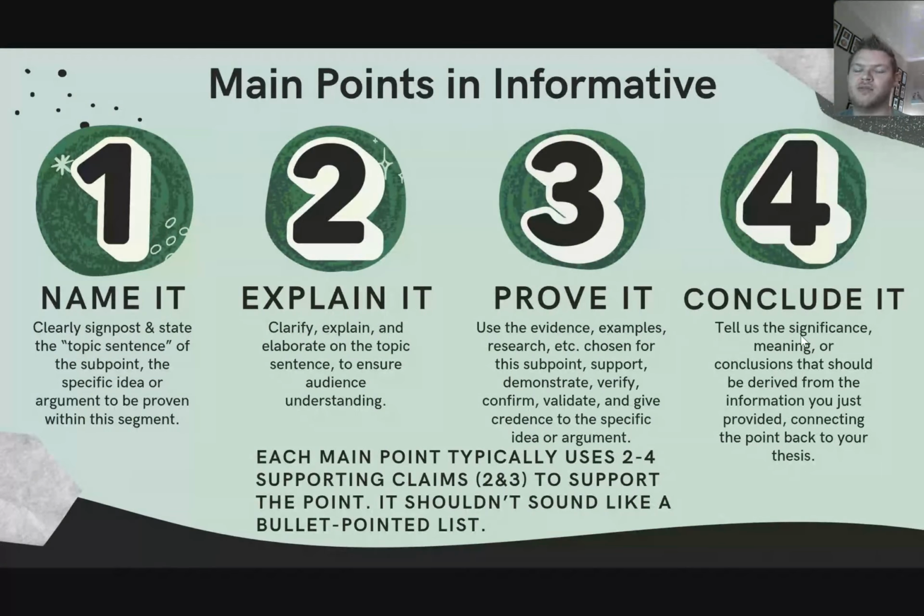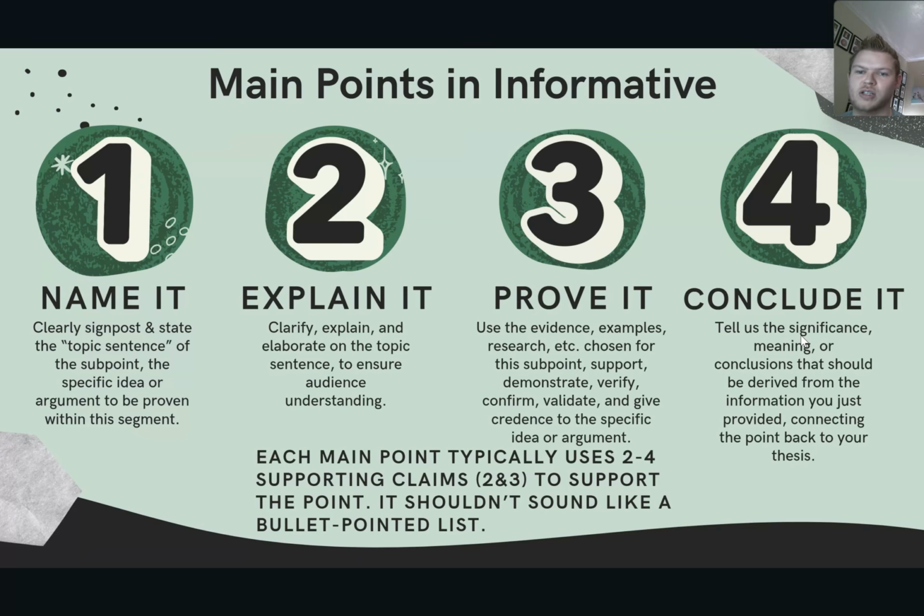So, main points in informative speaking, you should always plan on naming it, explaining it, proving it, and concluding it. If you're not sure how to get started or write a main point, this is the formula. So, you're going to start by naming it. Clearly signpost and state the topic sentence of the subpoint or of the main point, the specific idea or argument you're trying to prove. Then you explain it. Clarify, explain, and elaborate on the topic sentence to make sure that we understand. Then you're going to prove it with evidence, examples, and research to support, demonstrate, verify, confirm, validate, and give credence to the argument or idea that you just made.